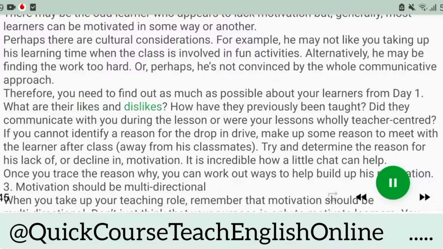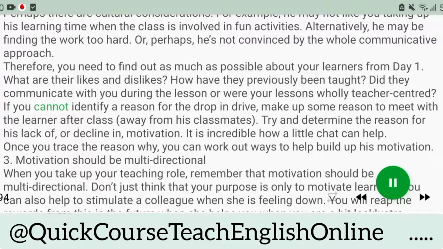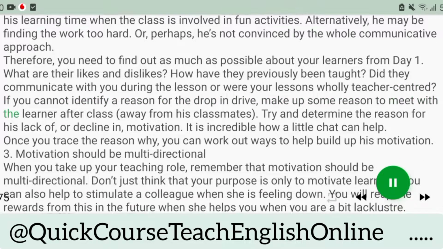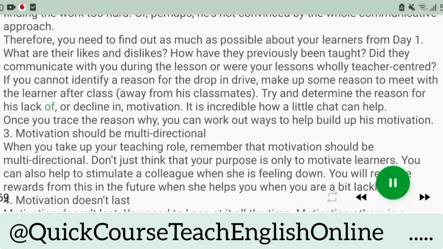What are their likes and dislikes? How have they previously been taught? Did they communicate with you during the lesson, or were your lessons wholly teacher-centered? If you cannot identify a reason for the drop in drive, make up some reason to meet with the learner after class, away from his classmates. Try and determine the reason for his lack of, or decline in, motivation.